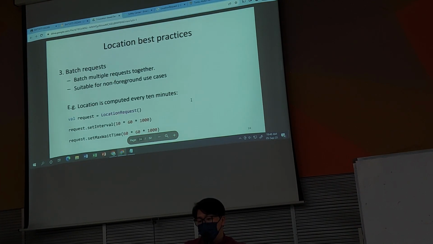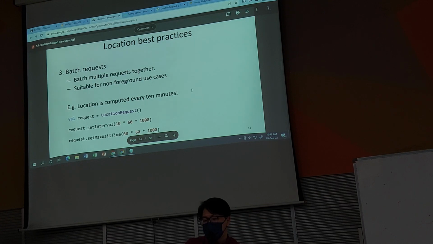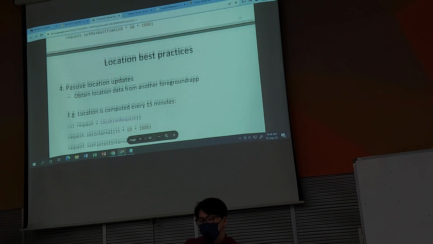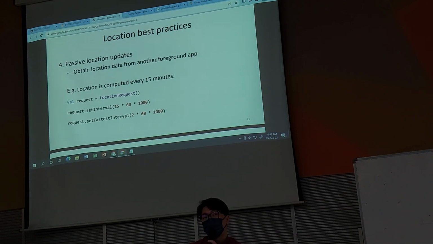Then the third one would be batch request. So batch request here means that we are putting multiple requests together. Okay, so this is only suitable for non-foreground use cases. Later you'll know what is foreground and background. Okay, so for example, if your location is computed every 10 minutes, right, you can set the batch like this. Alright, the fourth one, passive location updates. So when it comes to this part, we are going to obtain your location data from another program or app, okay, if possible.